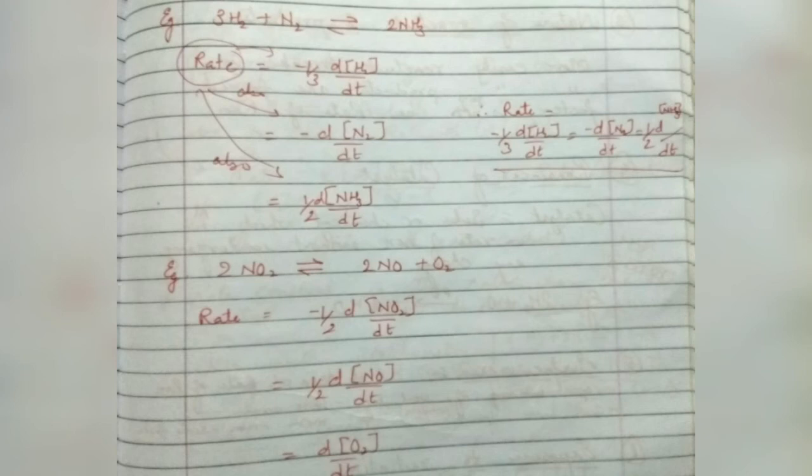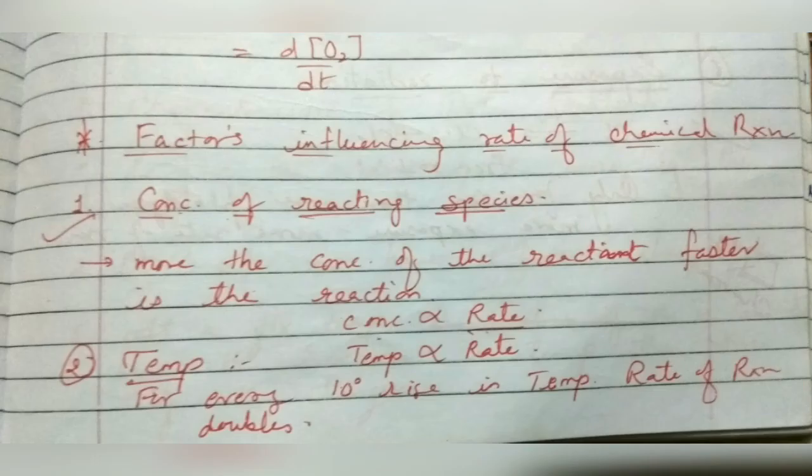3H2 plus N2 gives you 2NH3. So dear students, here rate is equal to minus 1/3 d[H2] by dt, or else we can write minus d[N2] by dt. Also we can write 1/2 plus d[NH3] by dt. So whichever side it is written on, it can be written in all the senses together, meaning rate is equal to all of these. One more example is given, 2NO2 gives you 2NO plus O2. Again rate is equal to minus 1/2 d[NO2] by dt. Then it is also equal to 1/2 into d concentration of NO divided by dt, and d[O2] divided by dt.